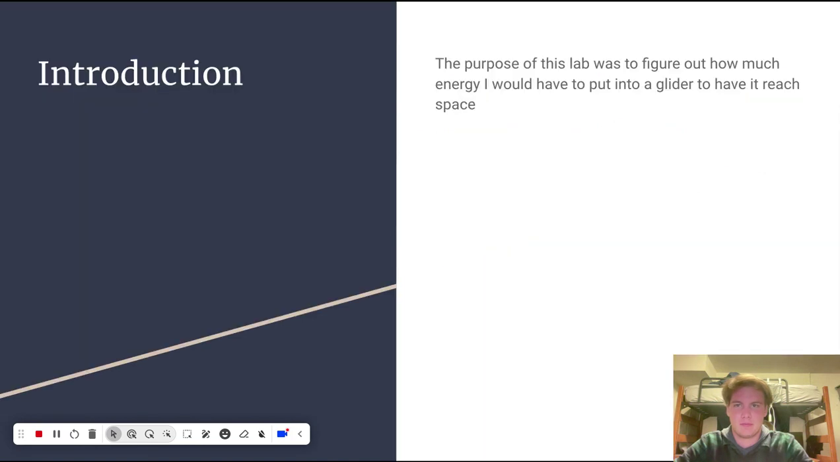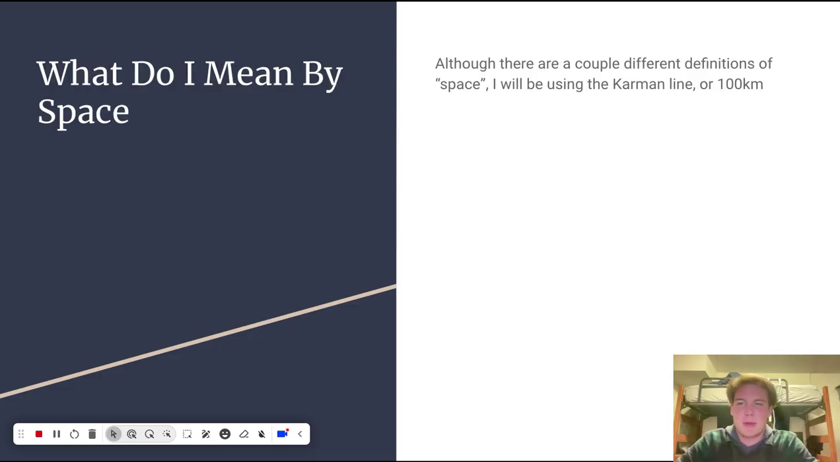Wow. Okay. Introduction to the lab. The purpose of this lab is to figure out how much energy you'd have to put into a glider to get it into space. Pretty simple. What do I mean by space? Space is actually kind of fuzzy. There's no real definition of where space starts.